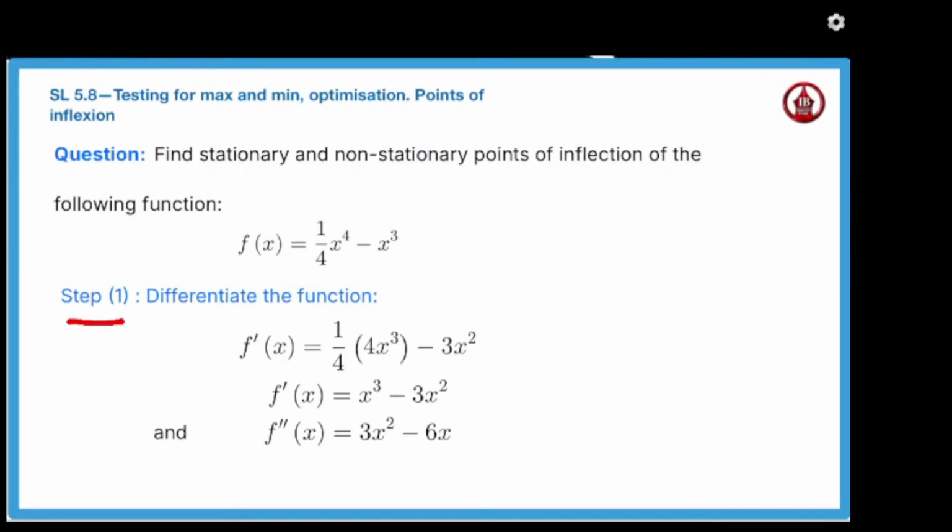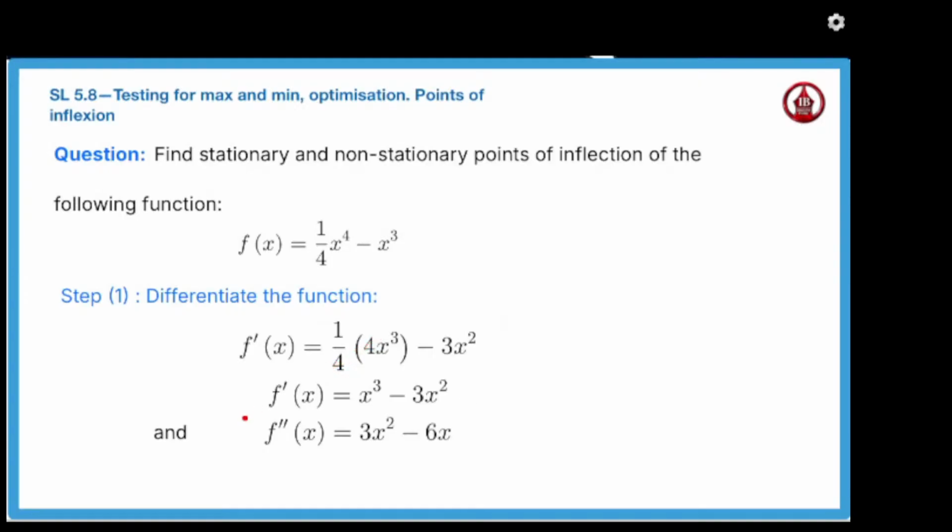So step 1 says differentiate the function. As you know, the power will go to the left, 4 will come here, and from the power we subtract 1. So 4 will become 3. Similarly, in the second term, power 3 will come to the left, and from power 3 we subtract 1, so it becomes 2. This is the first derivative. After simplifying, it is like that because this 4 and this 4 will cancel.